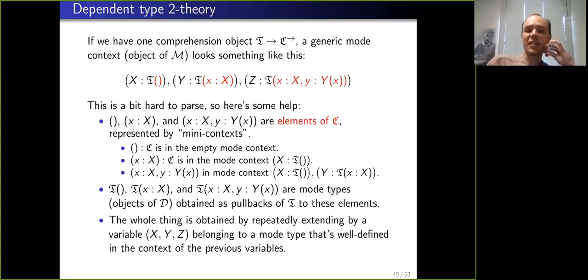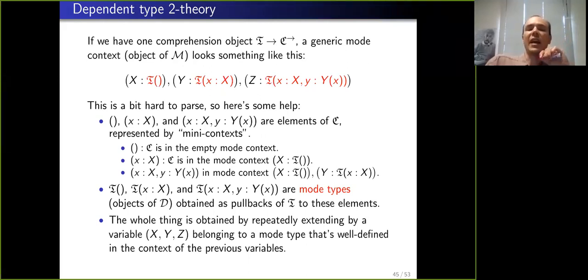So this double parenthesis is just the empty context. X in C lives in the context of the previous variables. The next one, the X and Y of X, lives in the context of X and Y. And then each of these is an element of C, and T is something that depends on C. My fancy T depends on fancy C, and so I can apply T of these elements to get particular mode types.